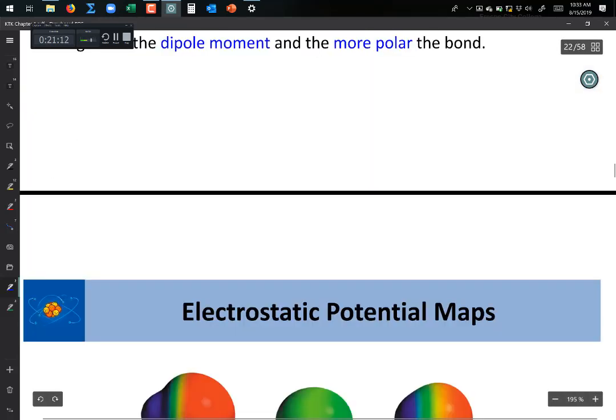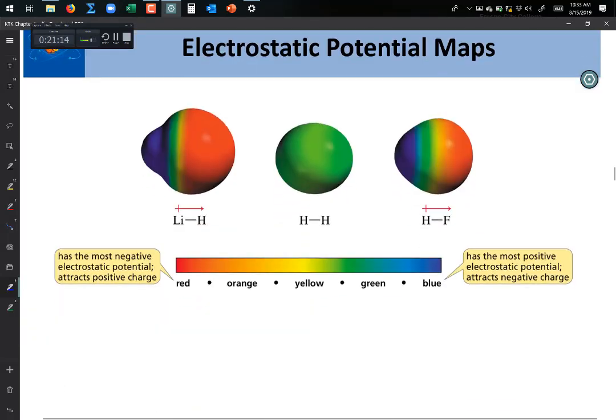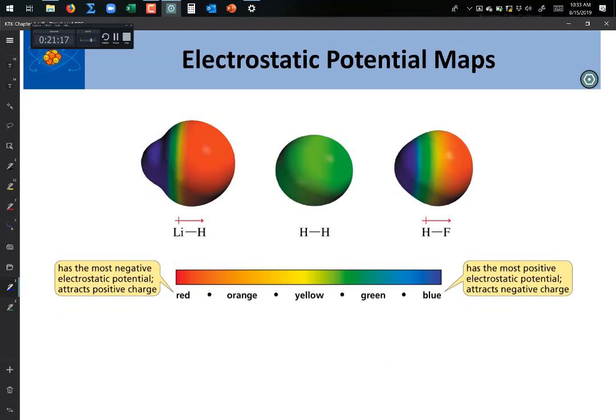Okay, we've got to get a little bit into another kind of representation. It's called the electrostatic potential map. An electrostatic potential map is kind of a unique thing in organic chemistry, but it's not a difficult concept. So let's say you are hydrogen and you are chlorine. So you are an acid together. Okay. Which side is positive?